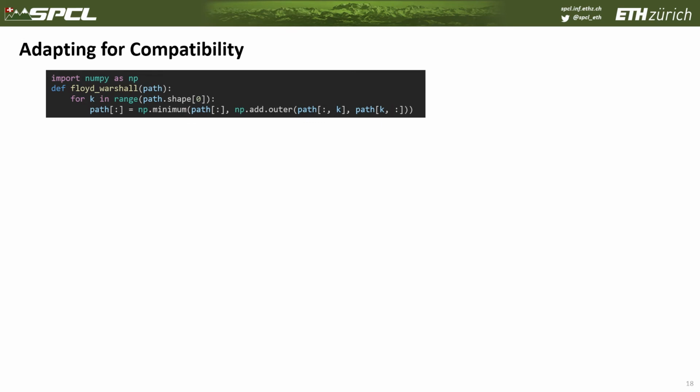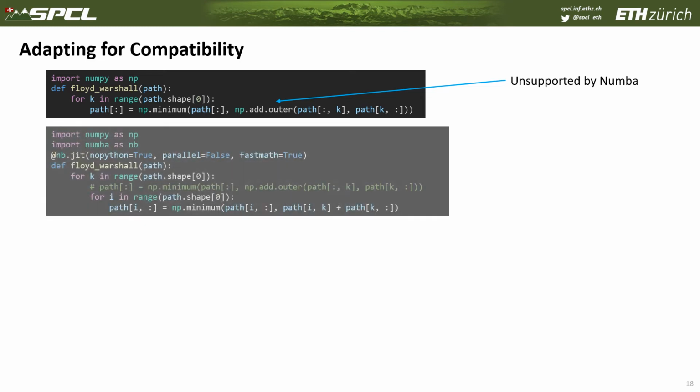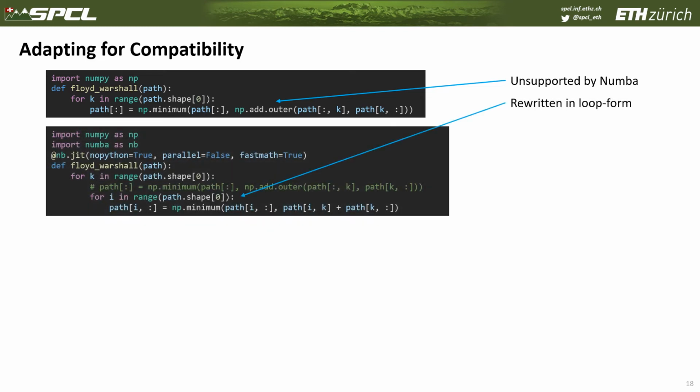This is the Floyd-Warshall micro benchmark, where we make a call to NumPy add outer. So this is computing the outer product using the addition operation instead of multiplication. And this is actually unsupported by Numba. So in our adaptation for Numba, we rewrite this in an explicit for loop.